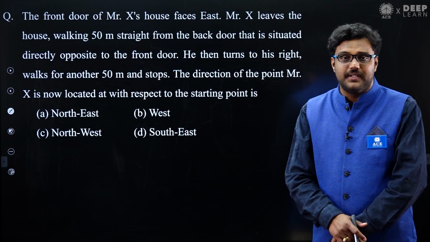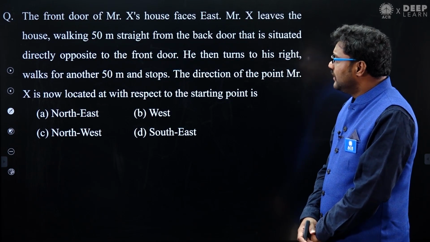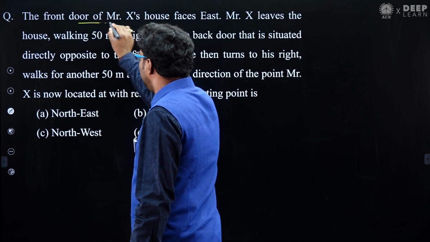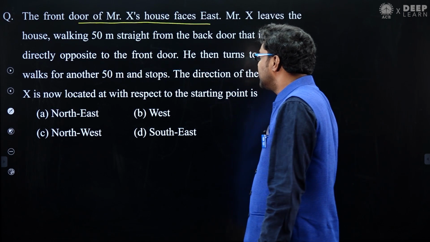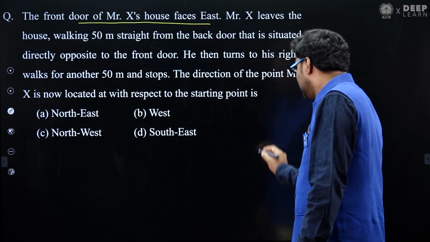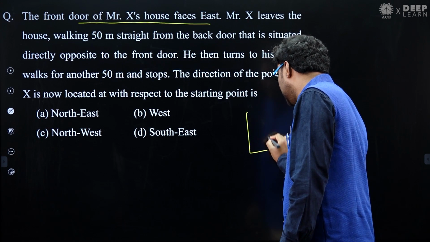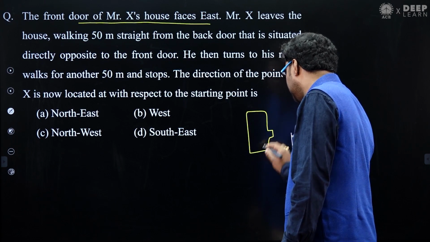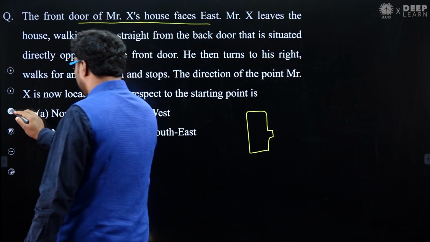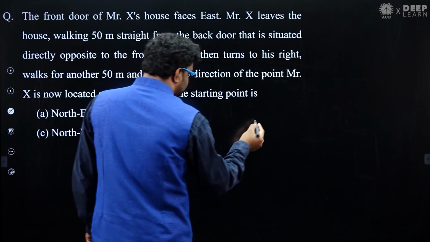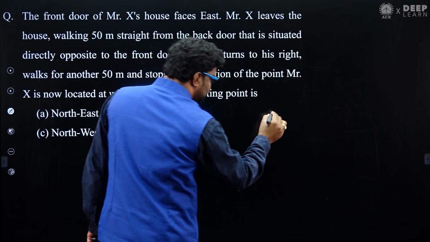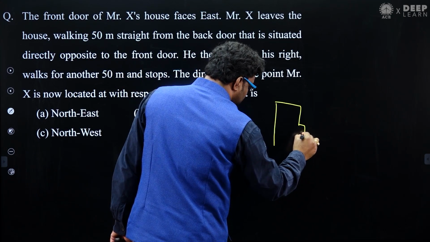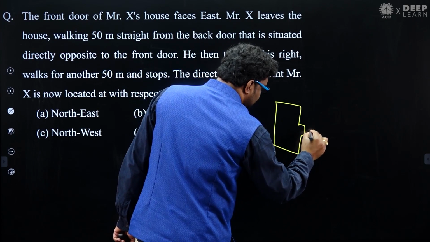Yeah, directions related. Fine. Read the question: the front door of Mr. X's house faces east. So Mr. X's house is there, and his front door is facing east. Consider there is some front door for that home. This is facing east.